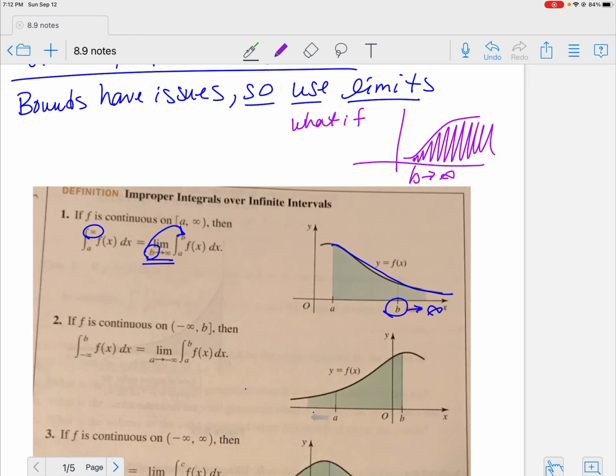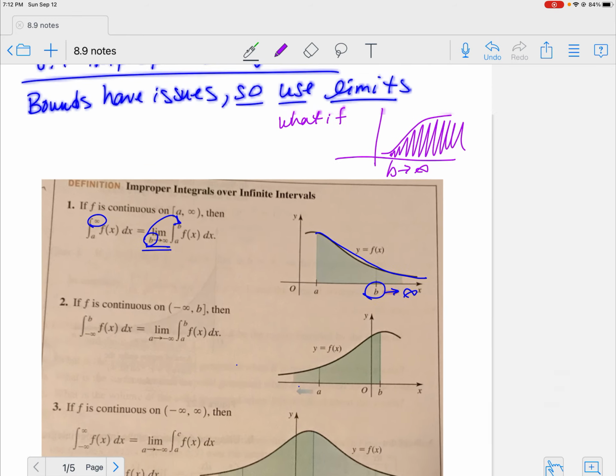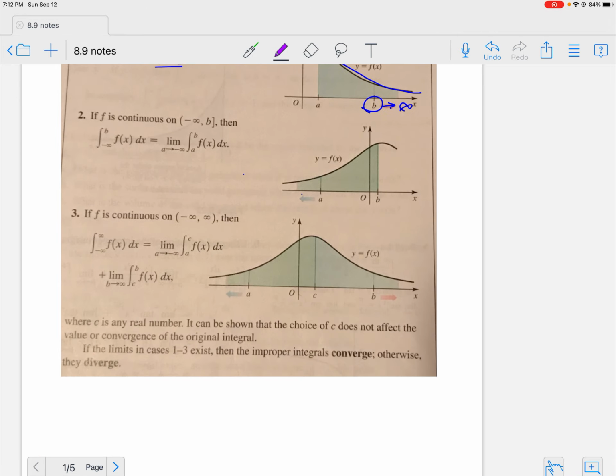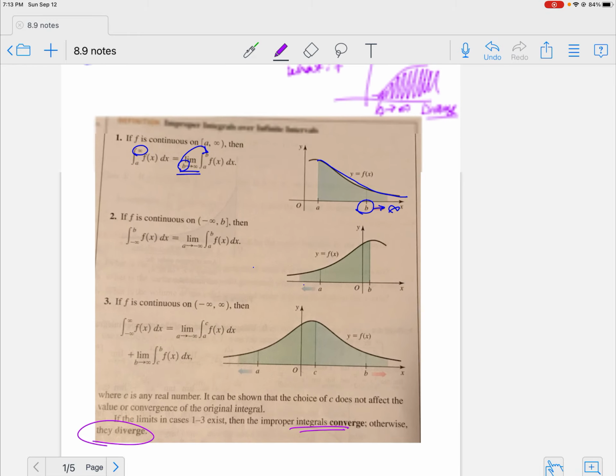All right. Okay, so we're going to learn here. I think I jumped the gun just a tad there. So when it goes off to infinity, it's going to diverge. That's a word that we're going to use. It's down here. If the limits in cases 1 through 3 exist, then it converges. So if it actually has an existing limit, it converges. Otherwise, they diverge. So if it goes off to infinity, your value goes to infinity, then that's a divergent situation. Okay? All right. So let's take a look here.